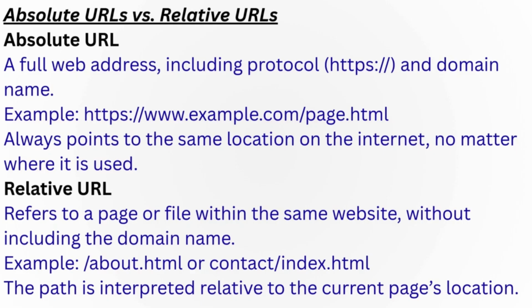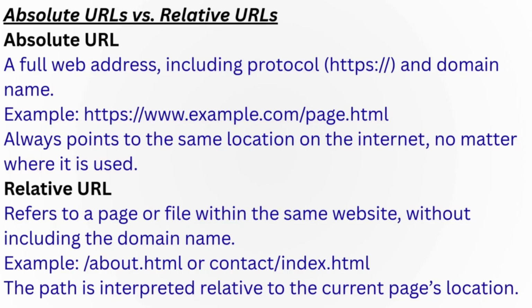When we create hyperlinks or link to images in HTML, we use URLs, which can be absolute or relative. An absolute URL is a full web address including the protocol and domain. For example, https://www.example.com/page.html is an absolute URL. It points to the exact location on the internet.